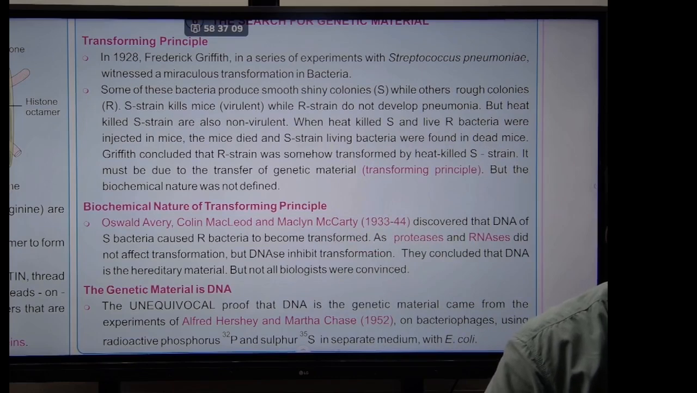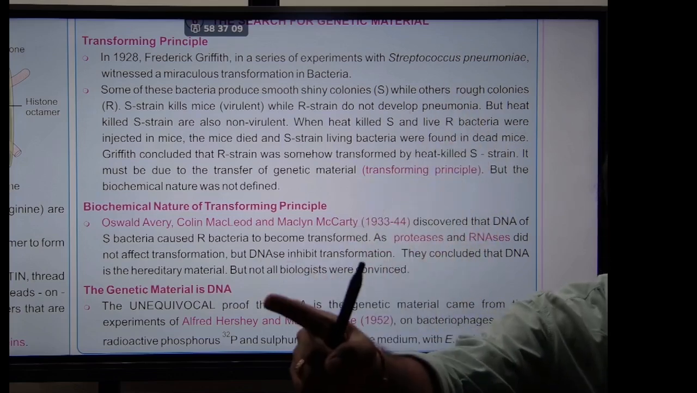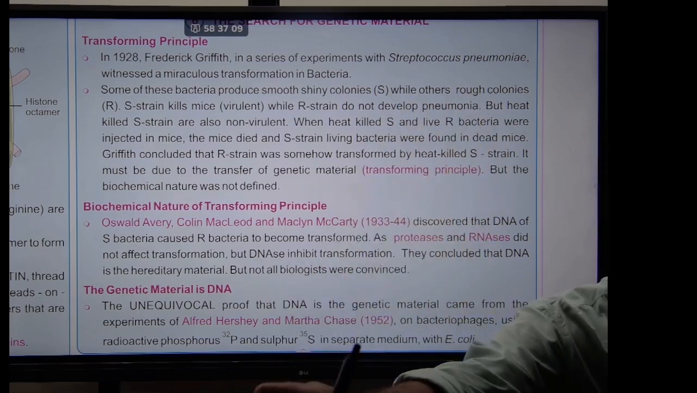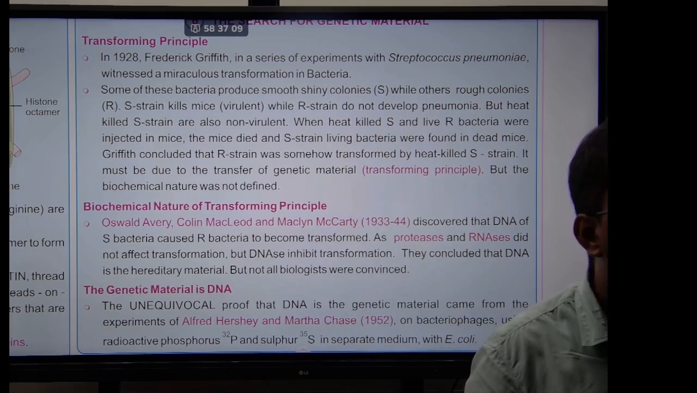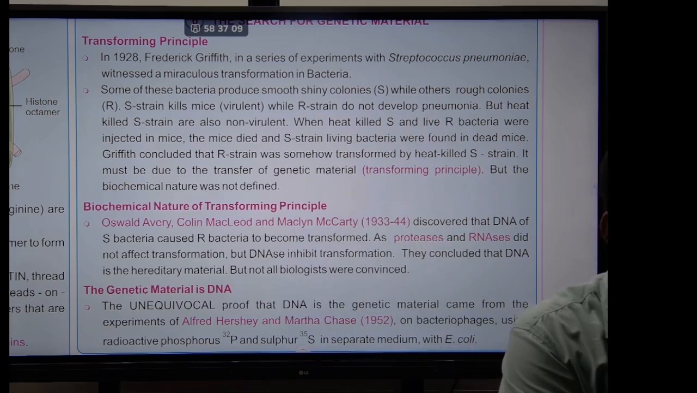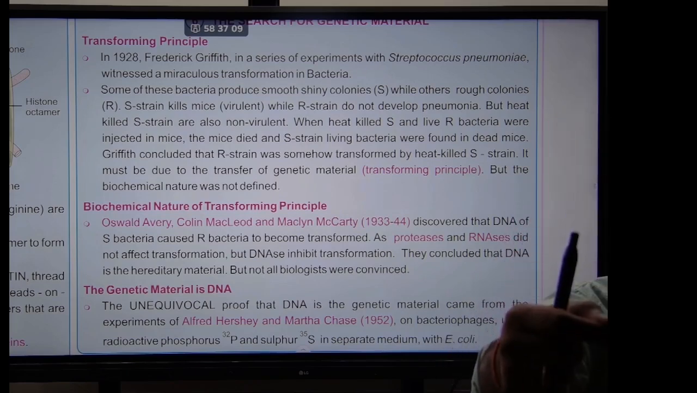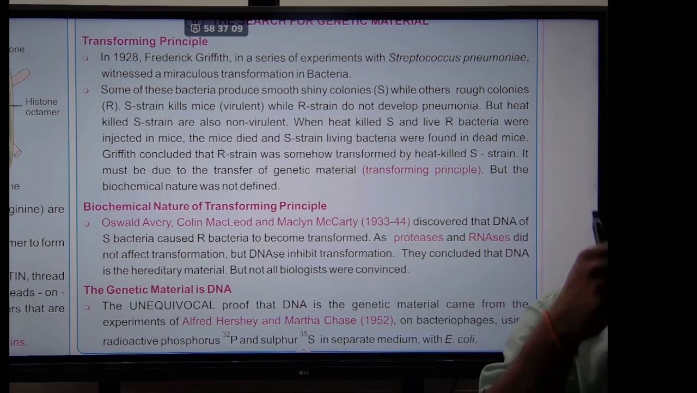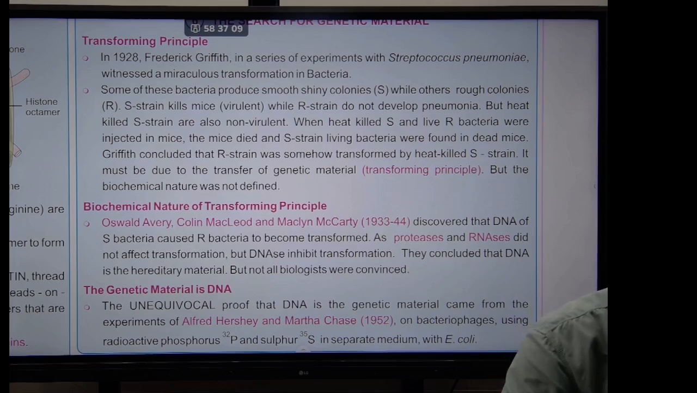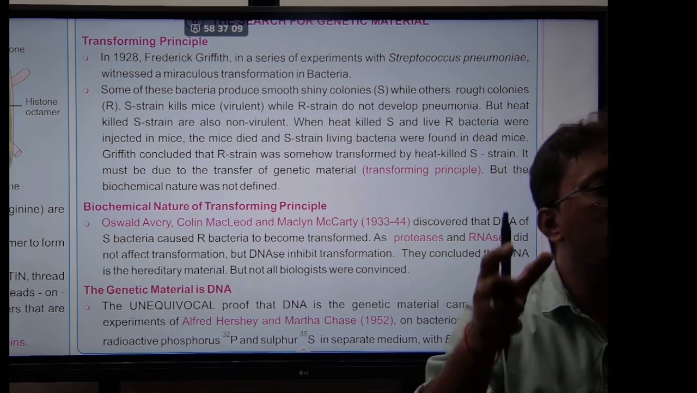Was it a disease? No. So what did he do next? He mixed the heat-killed smooth strain and the live R strain together. When injected into the mice, the mice were killed. So what does it suggest here? Something happened here. Something has been transformed or transferred from the smooth strain to the rough strain, the S strain. So we had no idea what it actually was.